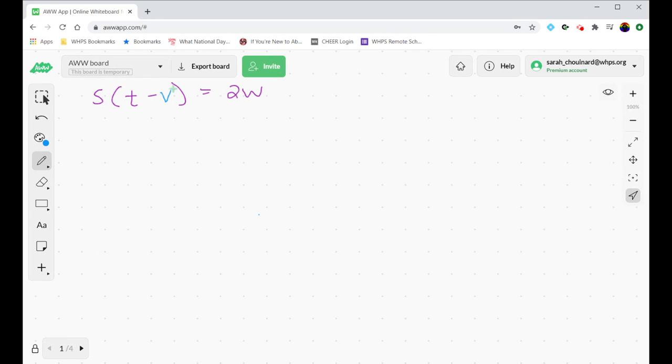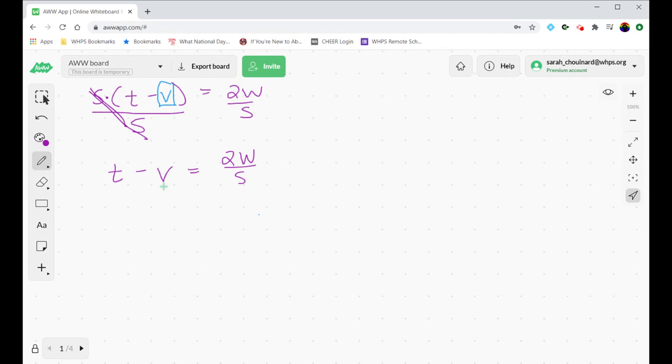So here we are trying to isolate V. Our first step, whenever we have distribution, is to remember that it's multiplication and actually get rid of the multiplication that's happening. So I'm going to get rid of this S to be left with what's inside of the parentheses by dividing both sides by S. That's going to be our first step anytime we have distribution, unless there's a fraction. If there's a fraction, always get rid of that first. And so that cancels, and I'm left with T minus V equals 2W divided by S.